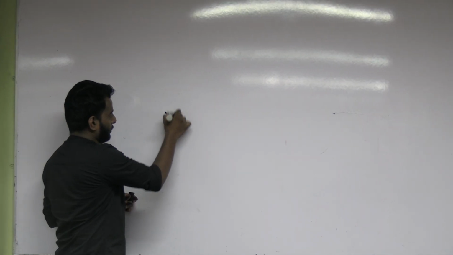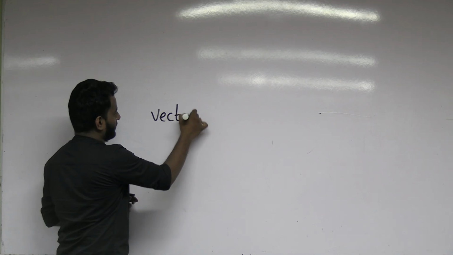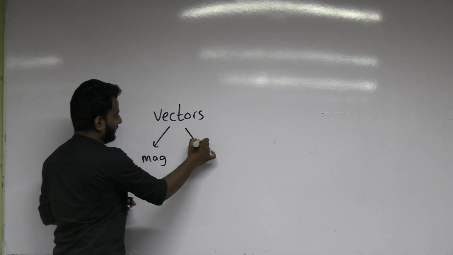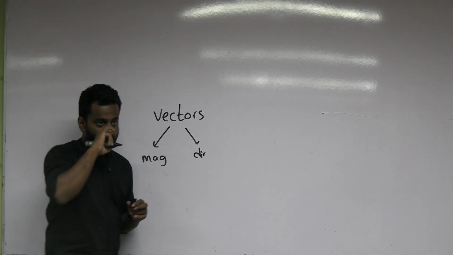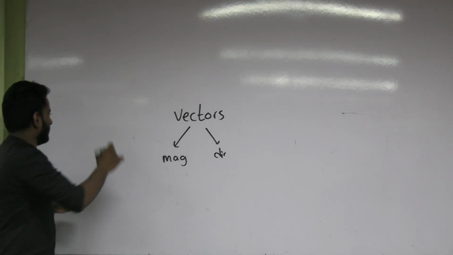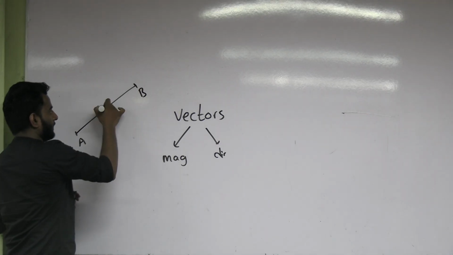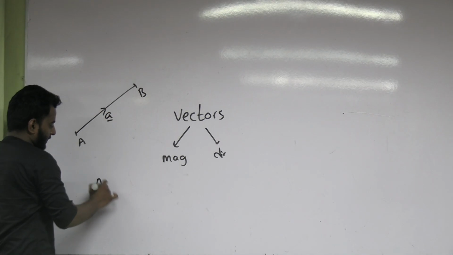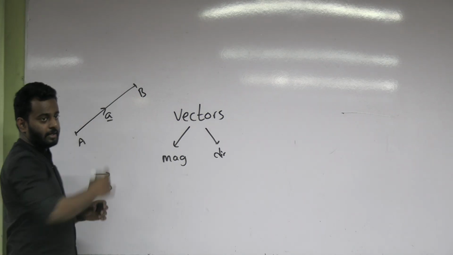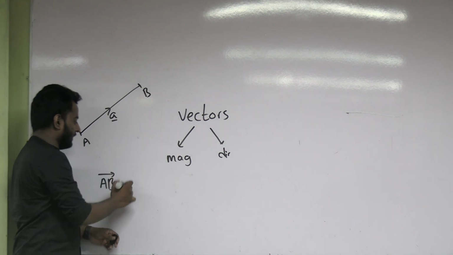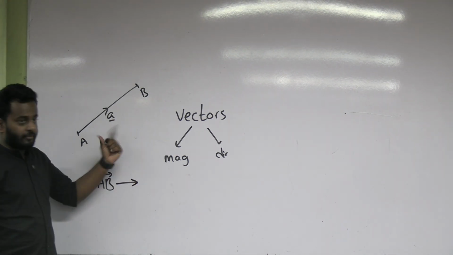We'll start from vectors. So we said vectors have two components, rather two properties. The properties are the magnitude of a vector and the direction of a vector. And we represented vectors using a notation like this. A vector was represented by using a line, and we said the length of the line AB denotes the magnitude of the vector AB, and the direction of the line AB denotes the direction of the vector AB.